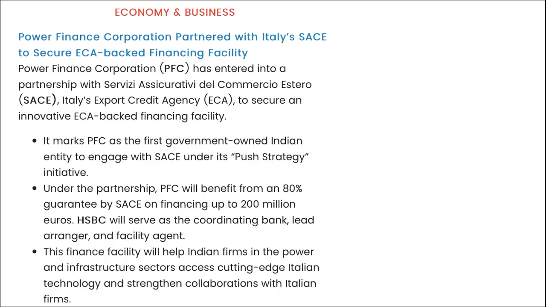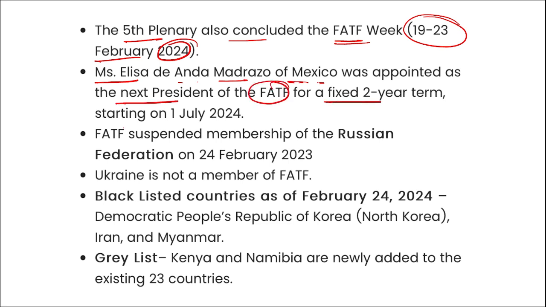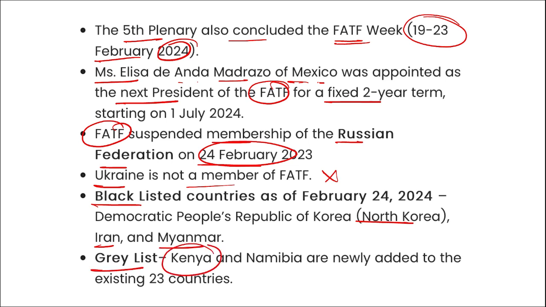Next, here you can see the fifth plenary concluded the FATF week, that was from 19 to 23rd of Feb 2024. Then Miss Elisa de Anda Madrazo of Mexico was appointed as the next president of FATF for a fixed 2-year term. FATF suspended membership of the Russian Federation last year in Feb 2023. Ukraine is not a member of FATF. Blacklisted countries include North Korea, Iran, Myanmar, and the grey list includes a total of 23, and Kenya and Namibia are the latest ones. So right, these are some of the gist of this topic.